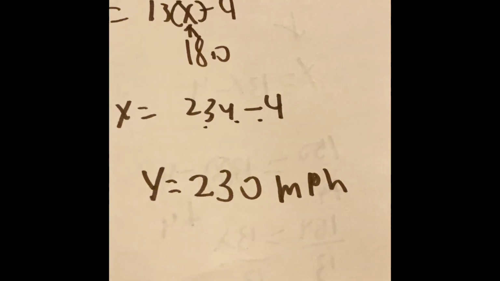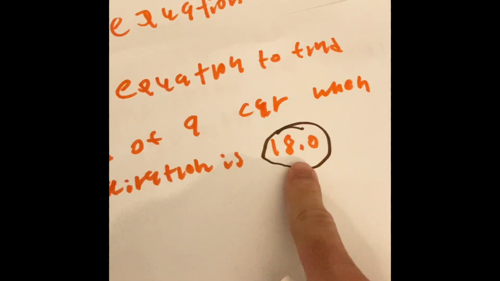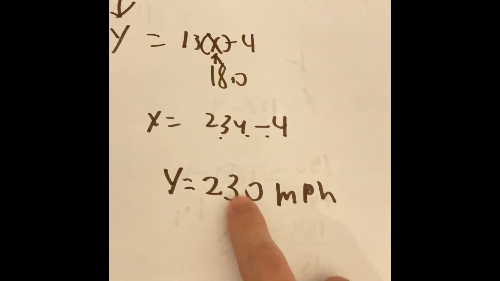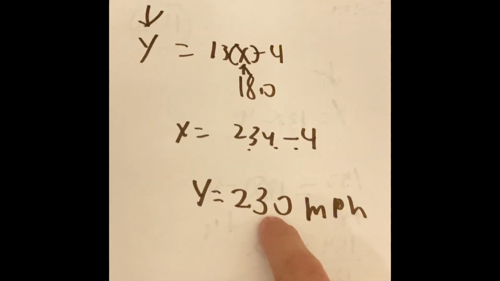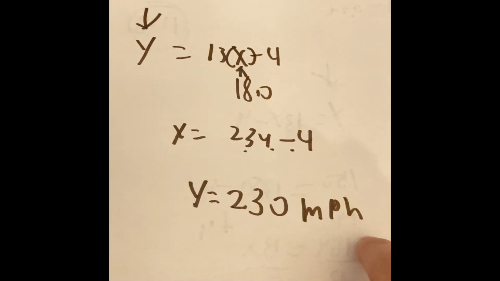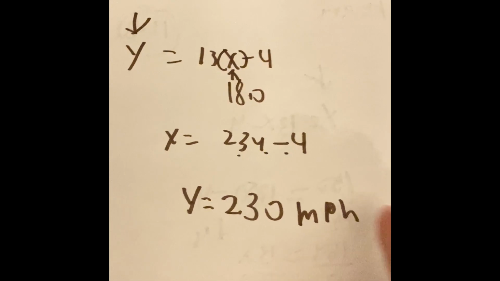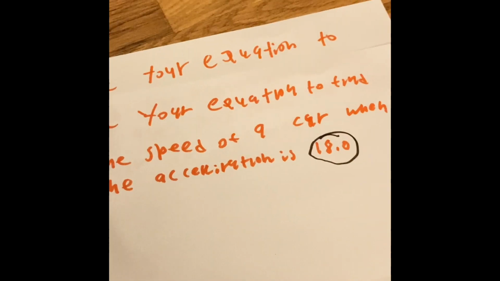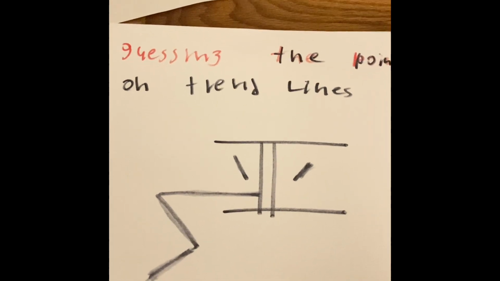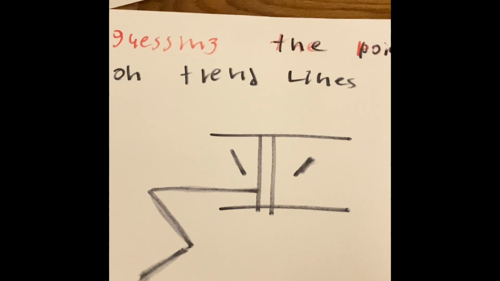That must be a race car. The acceleration of 18.0 must belong to a race car in Car Crushers. So that is how you find miles per hour if you have the acceleration as known data. That is how you guess the points on a trend line with your y and x variable.